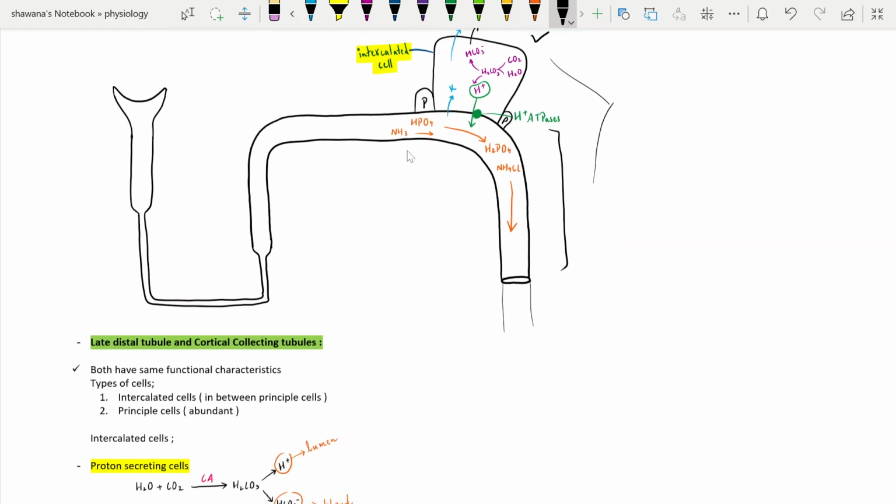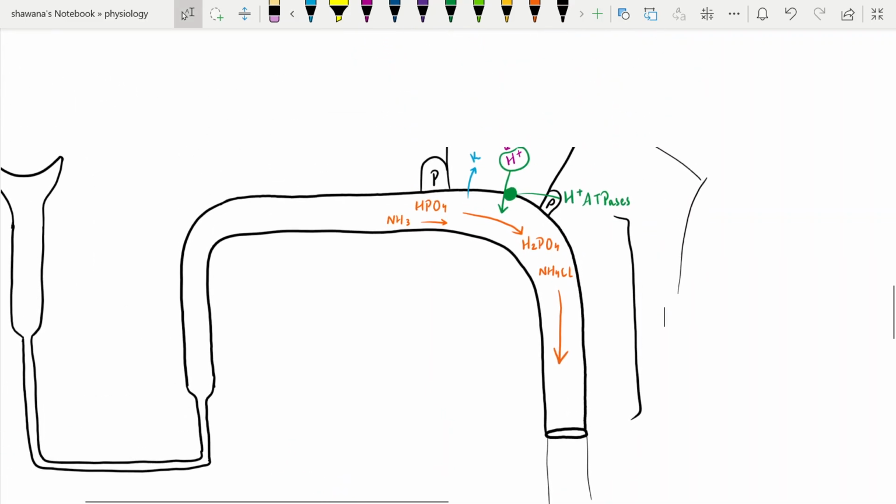The intercalated cells are nothing but proton secreting cells. They are constantly pushing protons into the lumen. If you want to remember one thing about intercalated cells, remember this: they are proton secreting cells. How come? Let's discuss this.